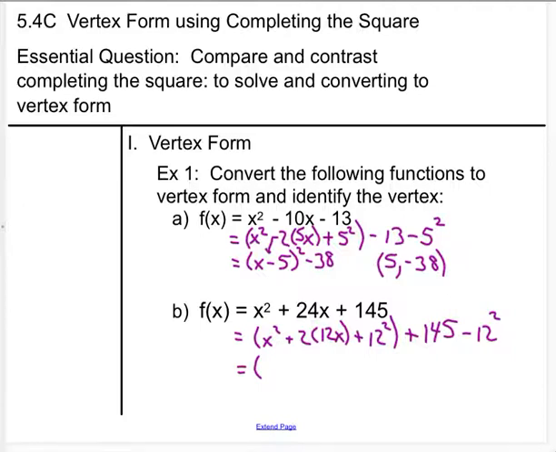Factoring my set of parentheses, I've got (x plus 12) quantity squared. Outside the parentheses, I've got 145 minus 144, which is plus 1. So my vertex is negative 12, positive 1.